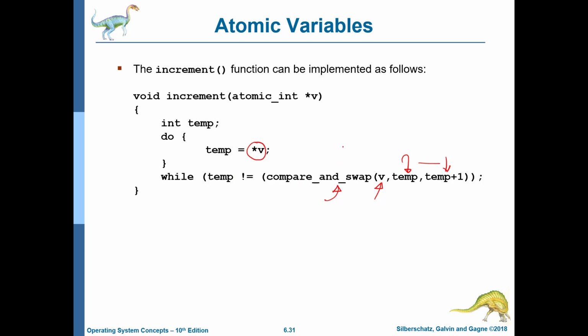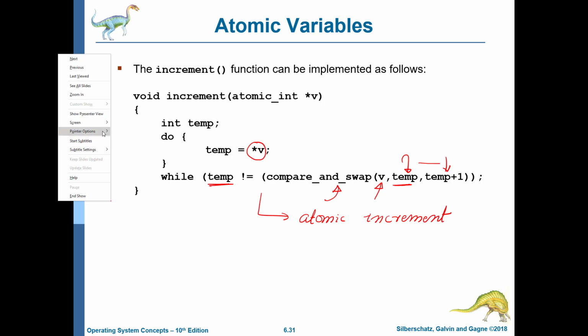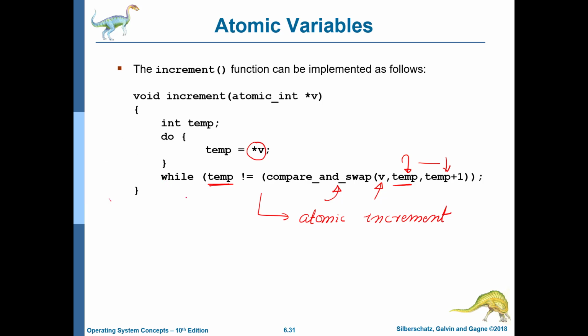So when will I exit this loop? I'll exit this loop when I find the old value to be equal to temp. As you can see, the value at this location is equal to temp, and I successfully set it to temp plus 1, then I will leave it. And whenever I leave this loop, this is equivalent to an atomic increment. Alright, so this is one nice way. Of course this stuff is slightly complicated, so I would request you to go over this several times, because of its inherent complexity.